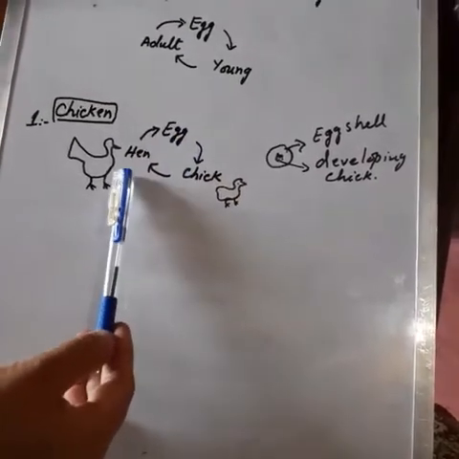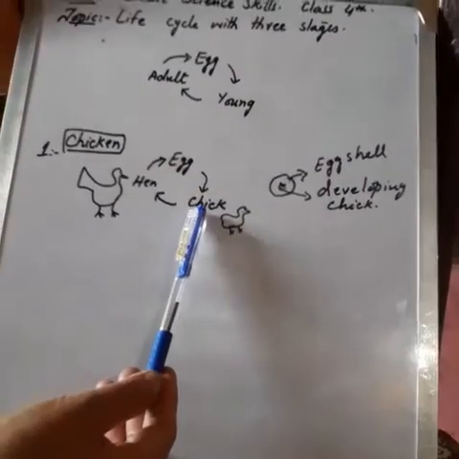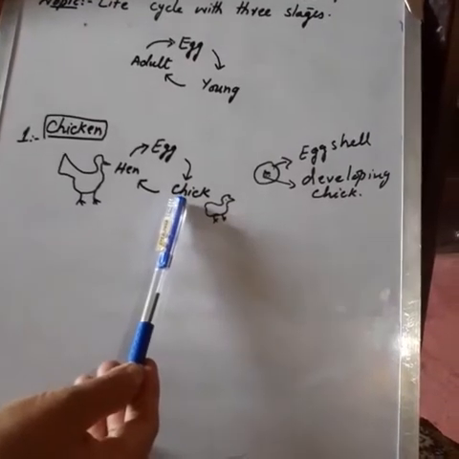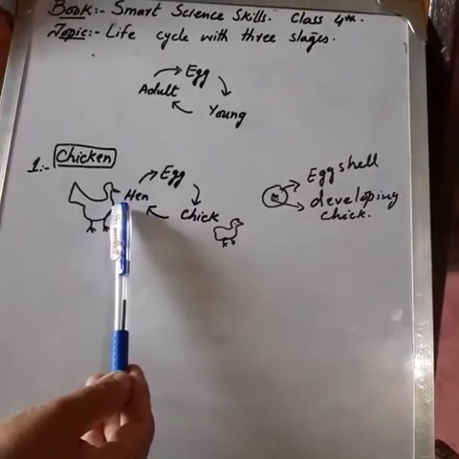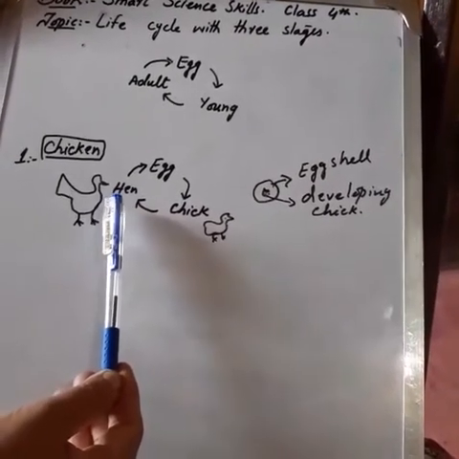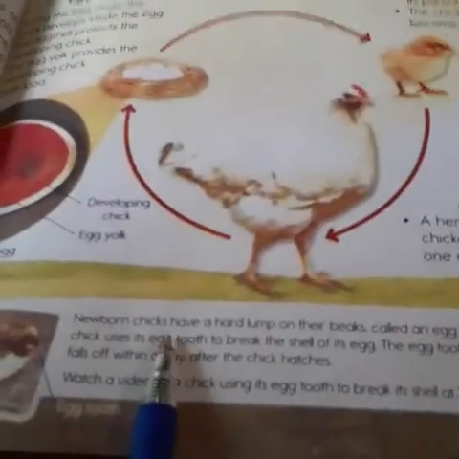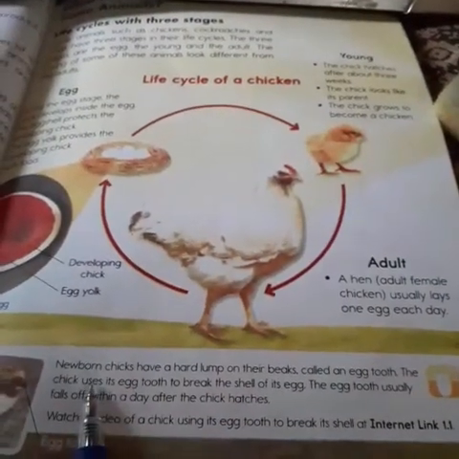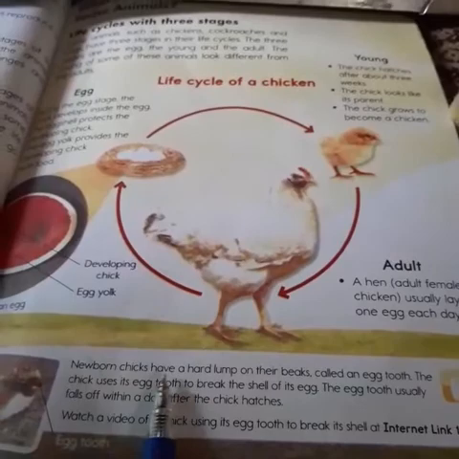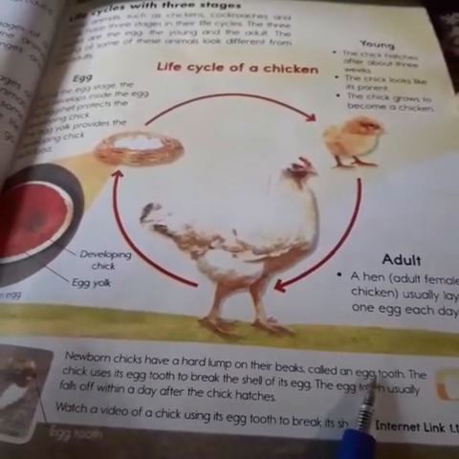Hen lays egg, from the egg chicks are developed, and these chicks develop into an adult. This is the complete life cycle of a chicken. Here is some interesting information for you, that newborn chicks have a hard lump on their beaks. Newborn chicks have a hard lump on their beaks called an egg tooth.